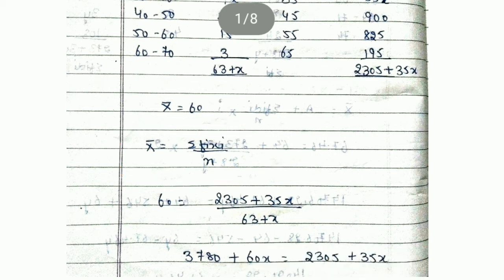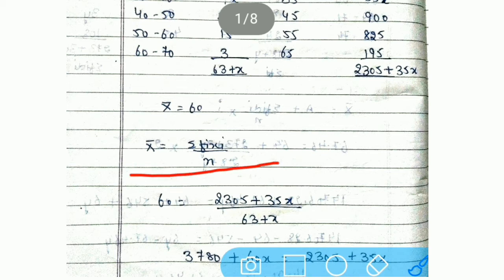Now we have to check our formula, and according to our formula we have to prepare our columns. Here, according to formula, x bar equals sigma fi xi divided by n is written. So, see, x bar is given in our question. So, what we have to do? Put this x bar directly as it is given in our question. So, x bar is given 60. We have put it over here 60 as it is.